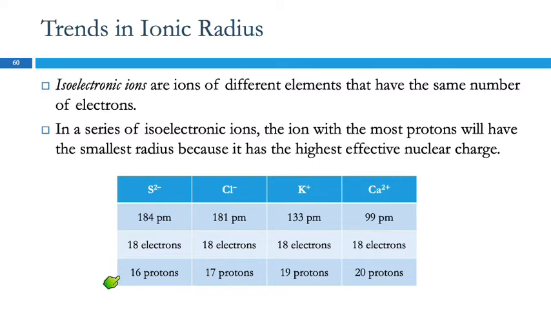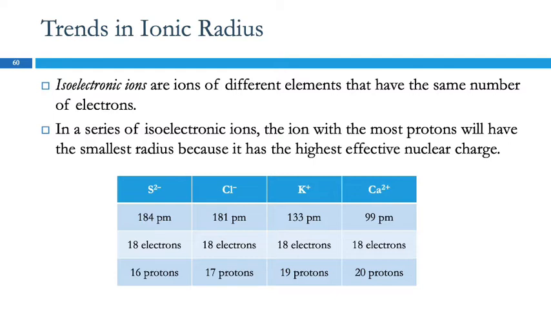What's different is the number of protons. Sulfur has 16, chlorine has 17, potassium has 19, calcium has 20. So is 20 protons going to pull the electrons in tighter than 16 protons? Yeah. If you calculate the effective nuclear charge, this is a larger effective nuclear charge. So we expect this one to be smallest, and this is next smallest, and then these are bigger.